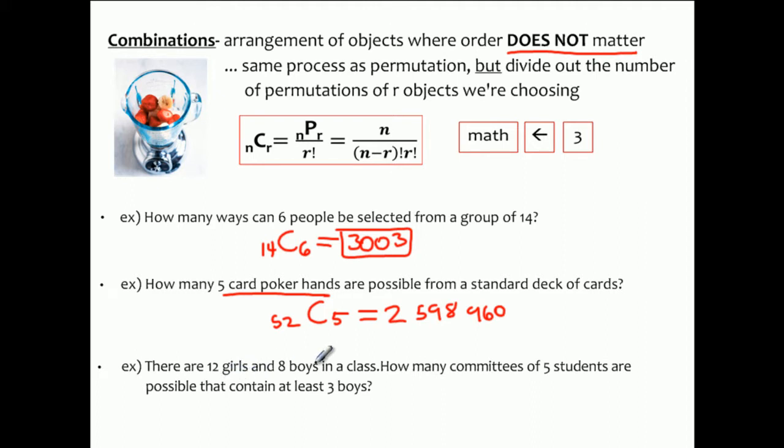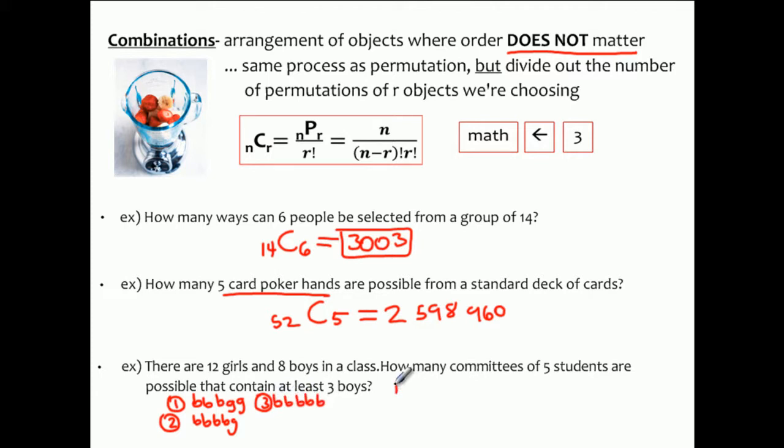Here's another example. We've got 12 girls and 8 boys in a class. How many committees of 5 contain at least 3 boys? There are a few scenarios that we need to address in order for the group to contain at least 3 boys. So one possibility is 3 boys and 2 girls. Another possibility is 4 boys and 1 girl. And then the last possibility is a group of 5 boys.